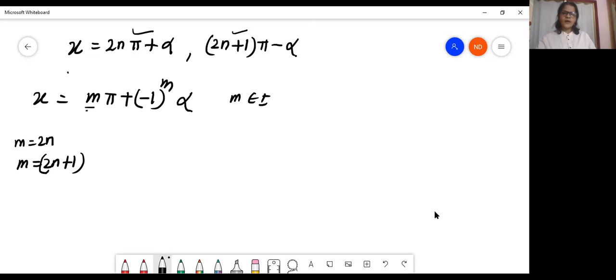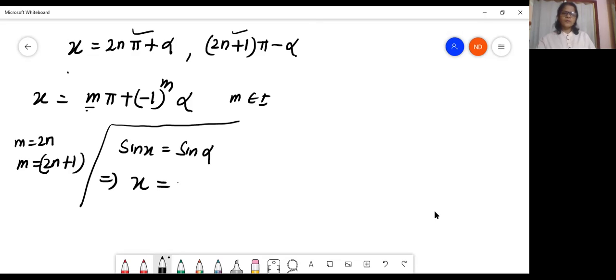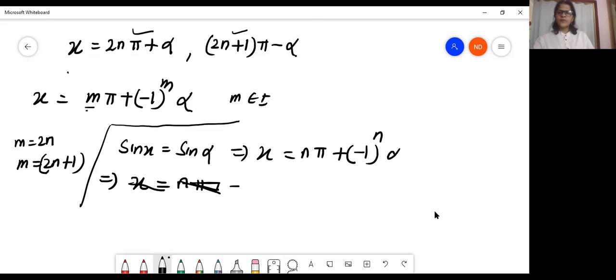So as a formula, as a concept, if we want to remember it for application purpose, we can have sin x equal to sin alpha implies x equal to n pi plus minus 1 power n into alpha. Okay, n belongs to any integer. So this is the way.